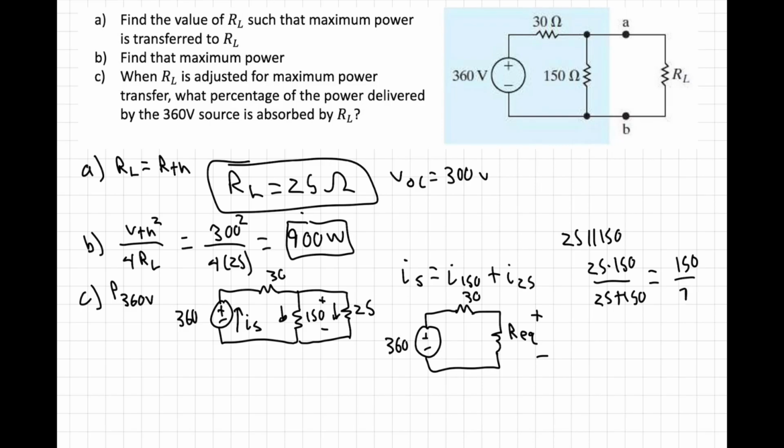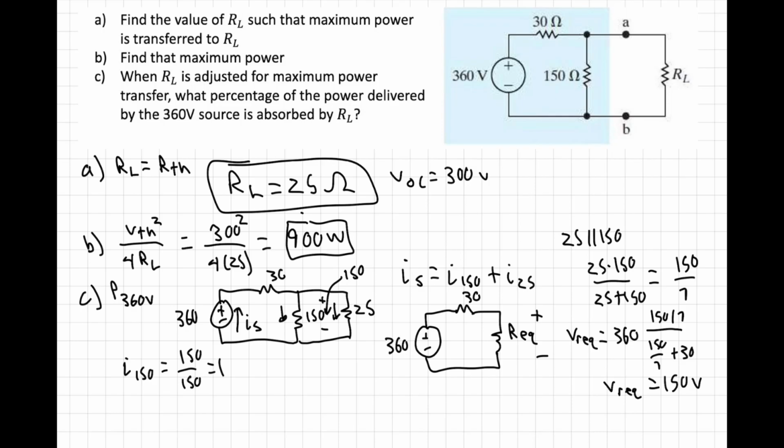So the voltage divider looks like this. V of REQ is equal to 360 multiplied by 150 over 7 divided by 150 over 7 plus 30. If we plug that into our calculator, we get VREQ equals 150 volts. So we know this plus-minus thing right here is 150. Solving for I150 is V over R: 150 over 150 equals 1. And then I25 equals 150 over 25, which is equal to 6. So we have in total IS equals 7 amps.